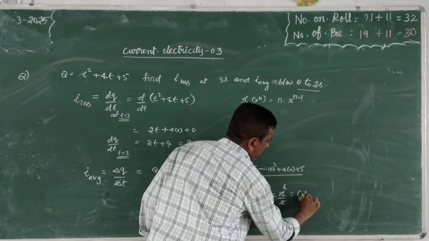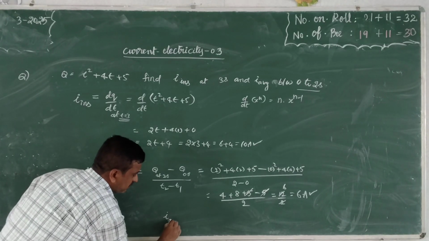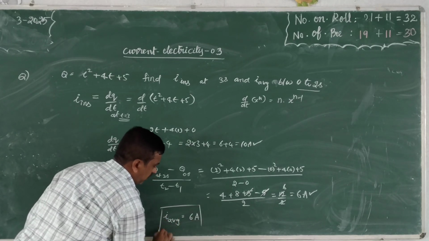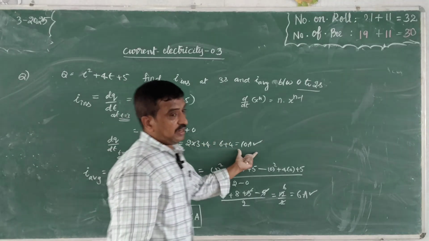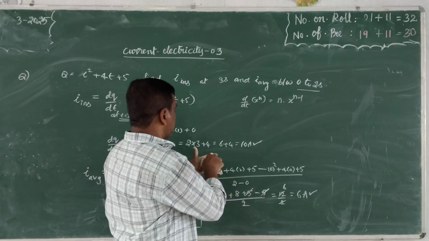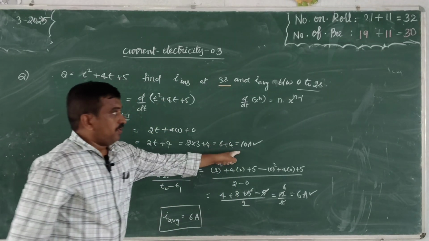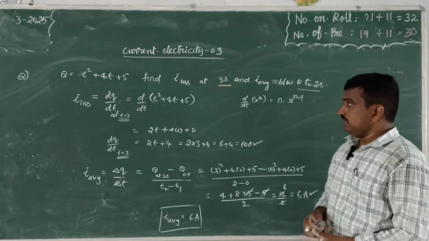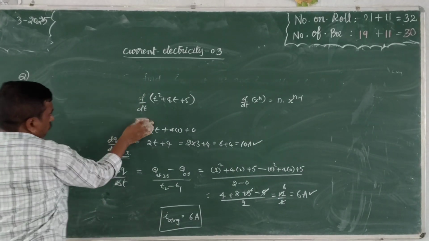So what is the current here? 6 amperes. What is the I average? Average current equal to 6 amperes. What is the average current in 0 to 2 seconds? 6 amperes. Instantaneous current is 10 amperes at the third second. At the third second, what is the current? 10 amperes. In between 0 to 2 seconds, what is the current? 6 amperes. That is the problem. Now the second one we can do.